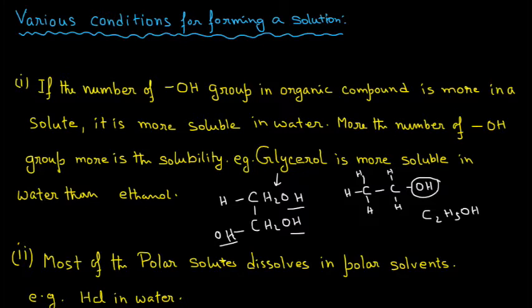For example, glycerol. If you see the structure of glycerol, it has 3 hydroxyl groups in its molecule. So it is more soluble in water than ethanol. If you see the structure of ethanol, it contains only one hydroxyl group. So glycerol is more soluble in water than ethanol.